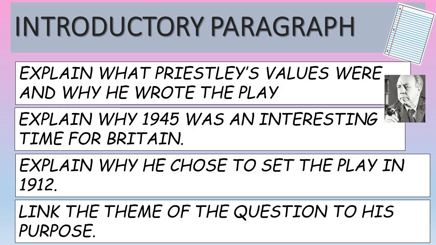You're going to start by explaining what Priestley's values were and why he wrote the play. Once you've done that, you can explain why 1945 was an interesting time for Britain. That's when he wrote the play. It was first staged in 1946, but he would have been writing the play in 1945. Explain why he chose to set the play in 1912. It was a time where there was a huge gap between rich and poor. And once you've done that, you can link the theme of the question to his purpose. He wanted people to reflect on society and choose a different course and direction for Britain's future. Link the theme of the question, that key word, to that purpose.